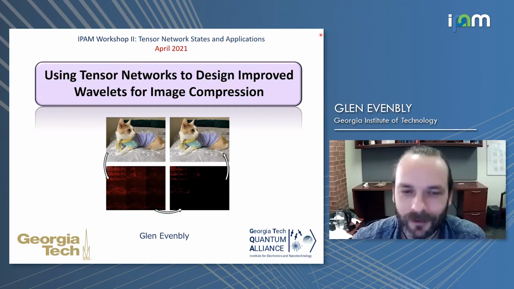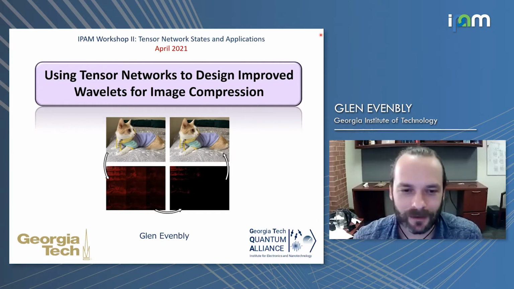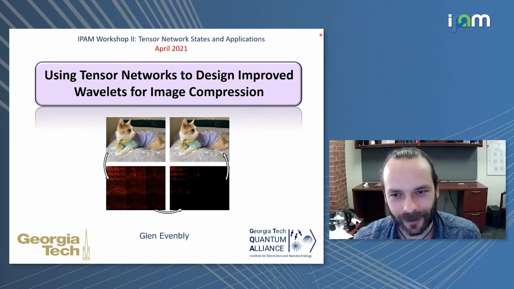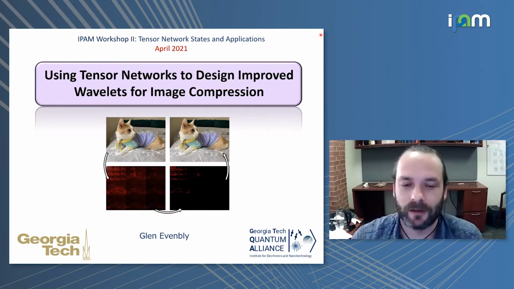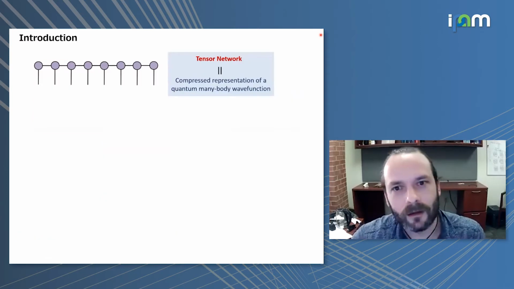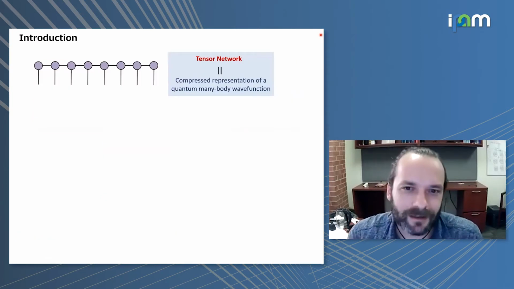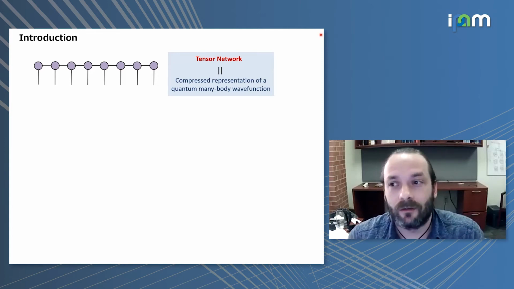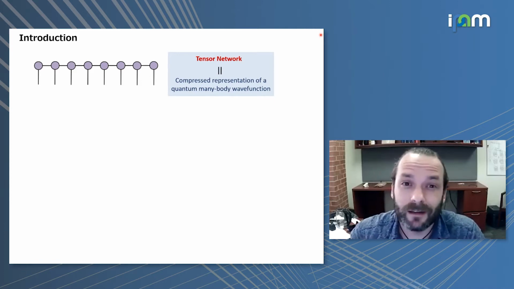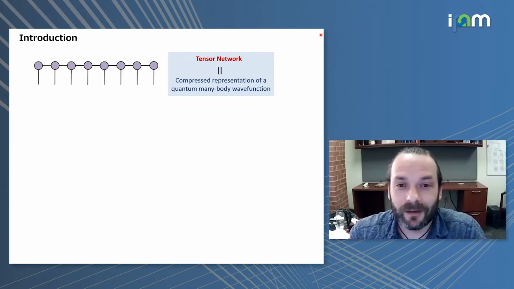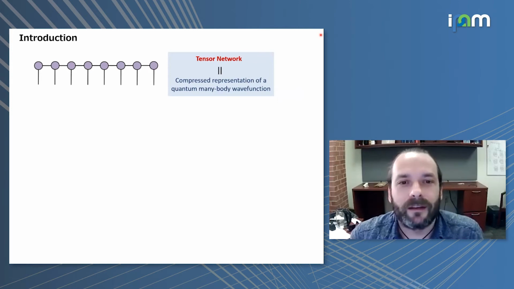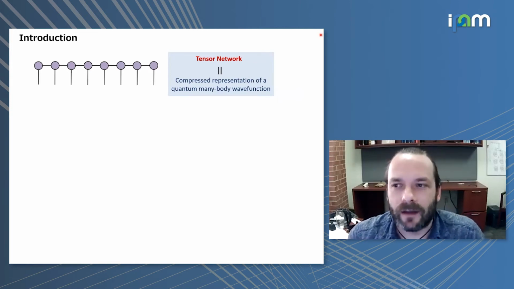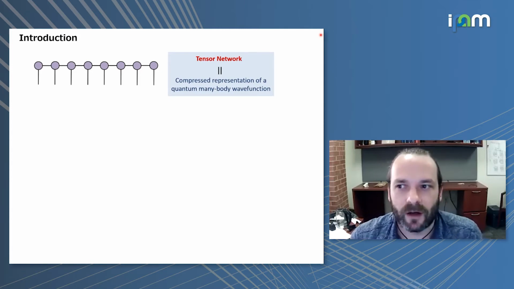So as we just learned, I'm going to be talking about an off-the-wall application of tensor networks to designing better image compression methods. The genesis of tensor networks was as a means to better describe quantum wave functions. Describing a quantum wave function fully is very expensive. So one way to think about tensor networks is as offering a compressed representation of wave functions.